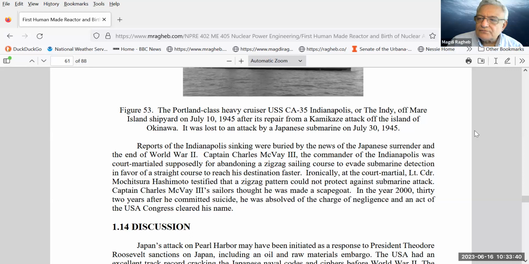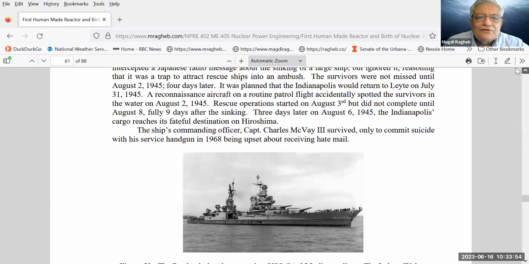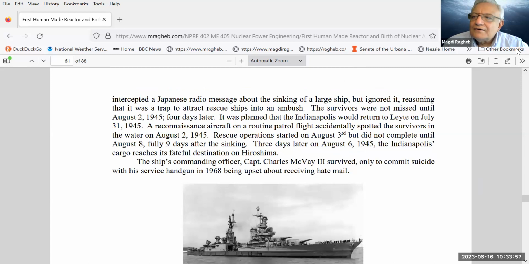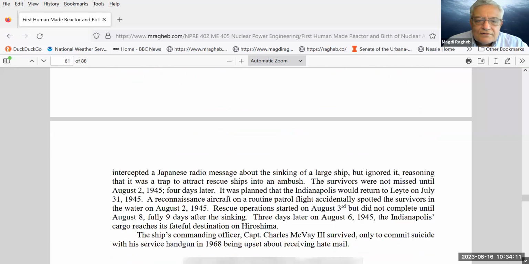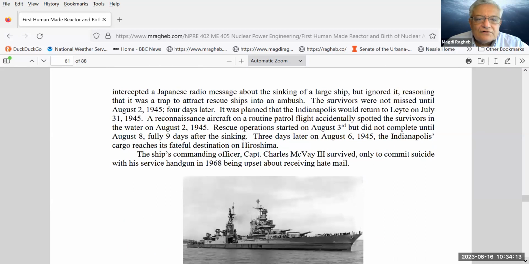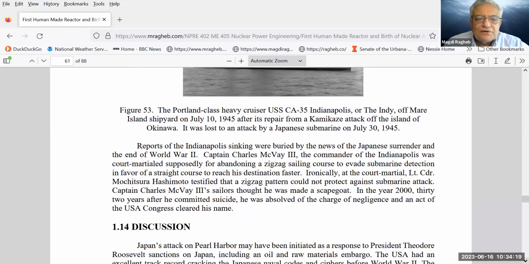They were eventually discovered by a reconnaissance plane. There was a movie about it. Let me see what's the name of the movie. I forgot the name. If you watch the movie, it tells the story, and it was sunk by that submarine, and 4 days later only the rescue operation started, and it was a harrowing experience.